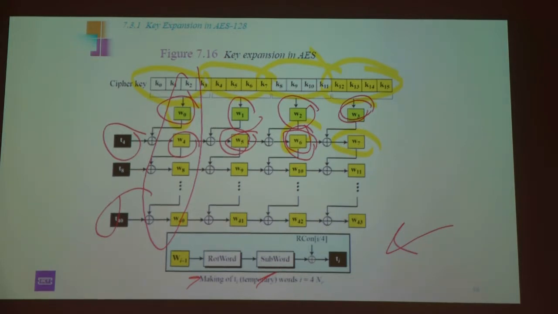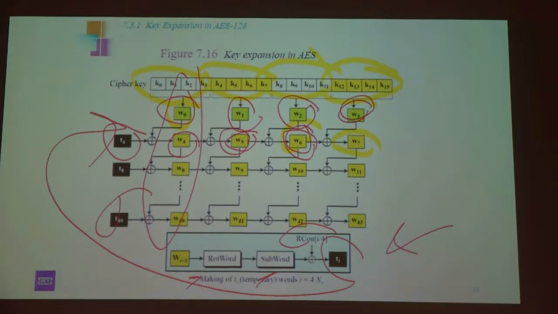XOR it with what? There's a table on the next slide. There is something in the table called the constant, a round constant. You have to find it, and that's what gets me what? The T, which goes in here. So that's how we cut.